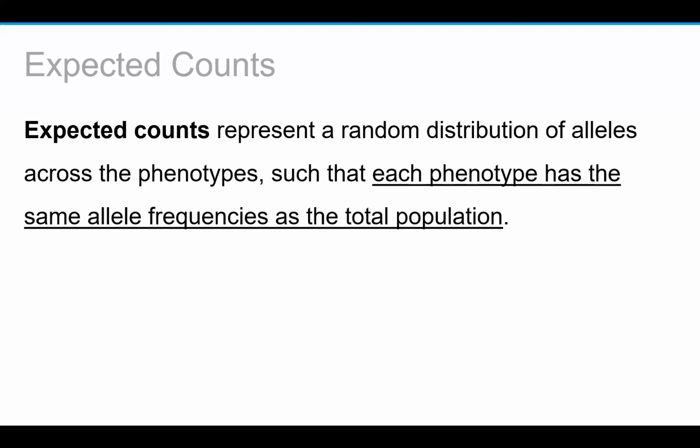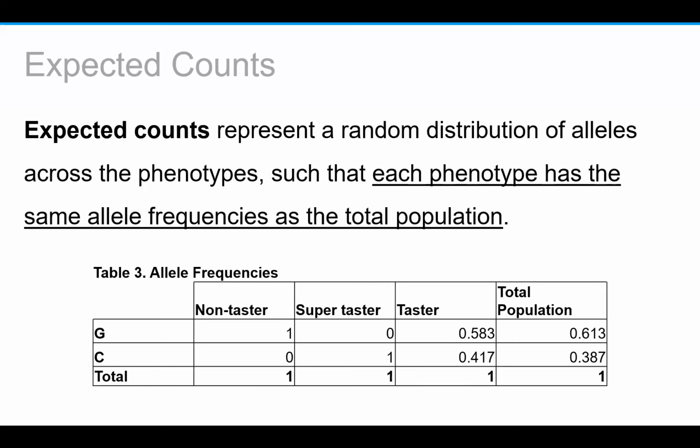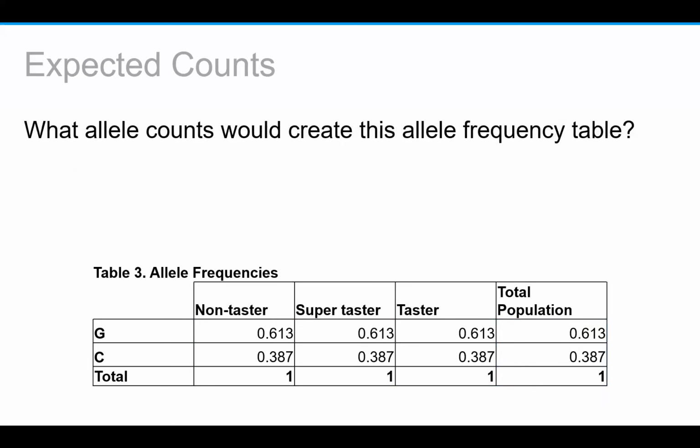So expected count calculations in this context represent what the allele counts would be if all of the allele frequencies for all of the phenotypes, which are highlighted in green, match the allele frequency for our total population, which is highlighted in blue. So if we were to calculate an expected allele frequency based on our expected counts, the allele frequency table would look like this, where the allele frequencies for each phenotype match those for the total population. Now we would just need to figure out what allele counts would create this allele frequency table.